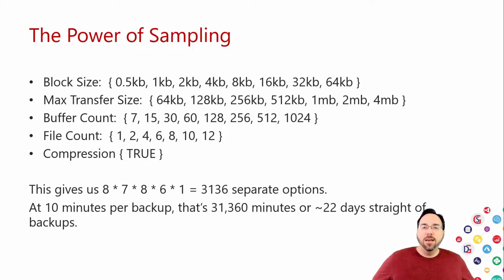Because you see, supposing that I give you all of the block sizes, all of the max transfer sizes, a fairly small sampling of buffer counts, a fairly small sampling of file counts, and don't even try no compression, just always compress. Well, that gives us 3,136 separate options. Now, suppose it takes you about 10 minutes to back up a database.